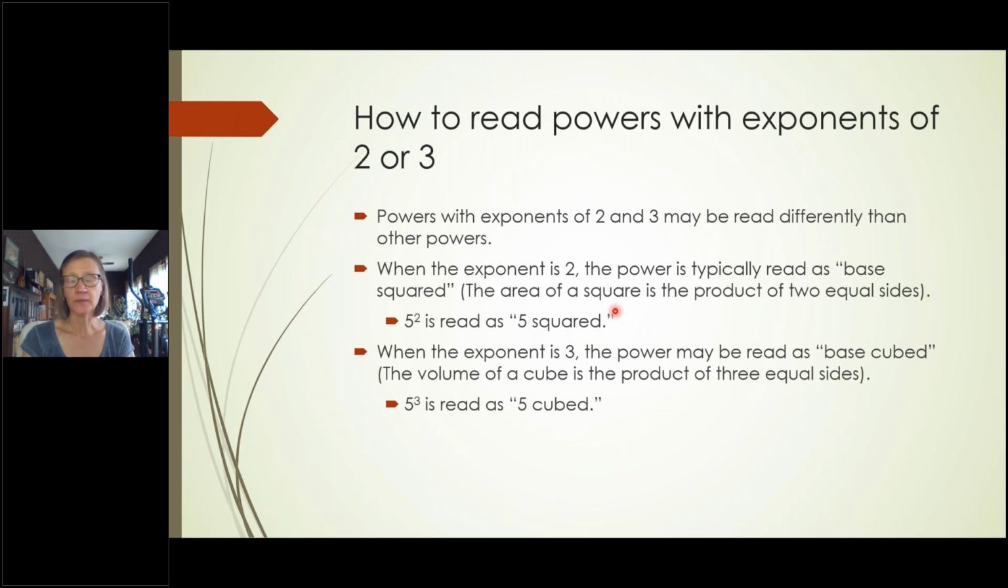This is because, like I said before, the area of a square is the product of 2 equal sides. When the exponent is 3, the power may be read as the base cubed. So 5 to the 3rd power is usually read as 5 cubed. And again, this is because the volume of a cube is the product of 3 sides.